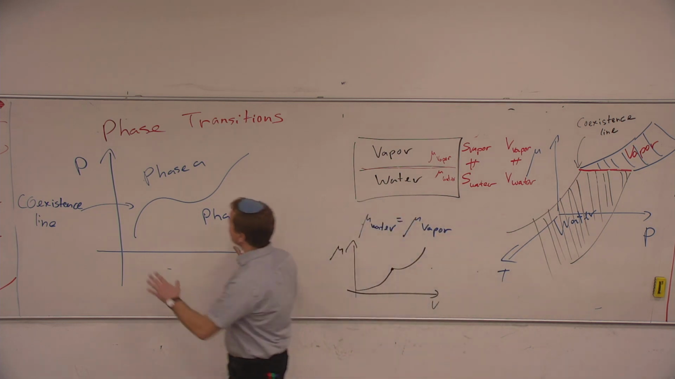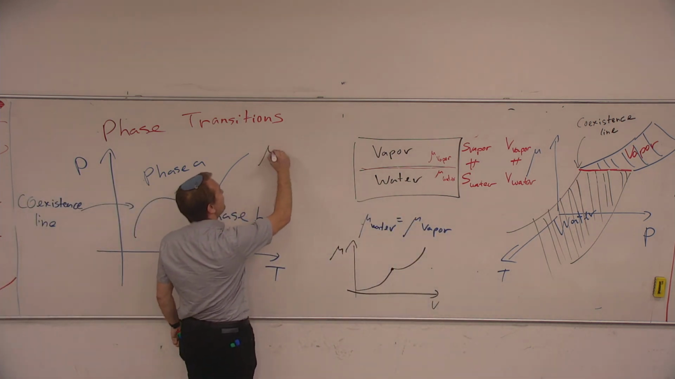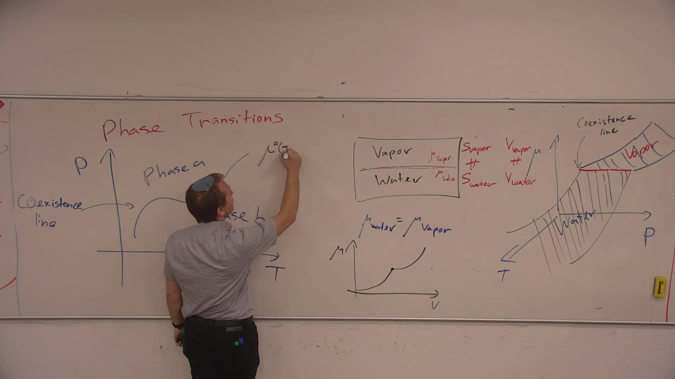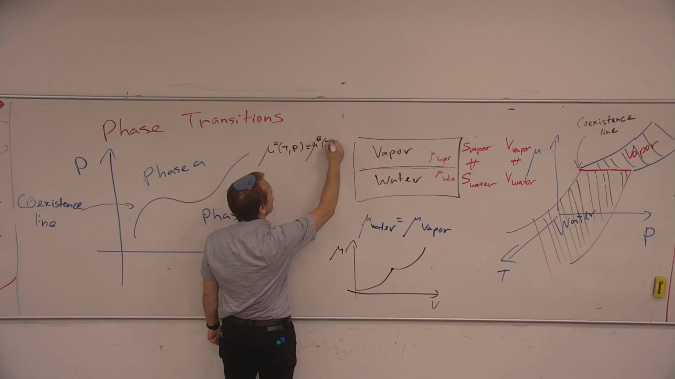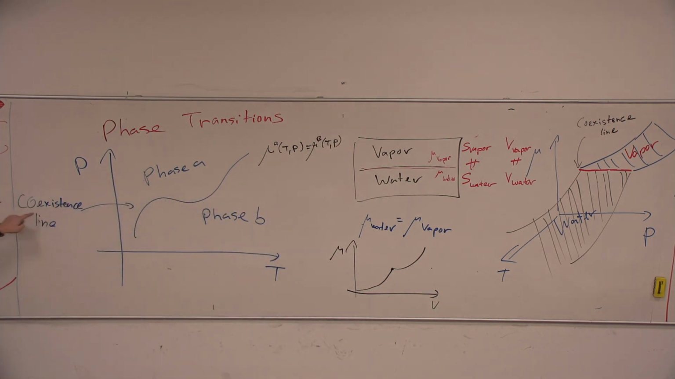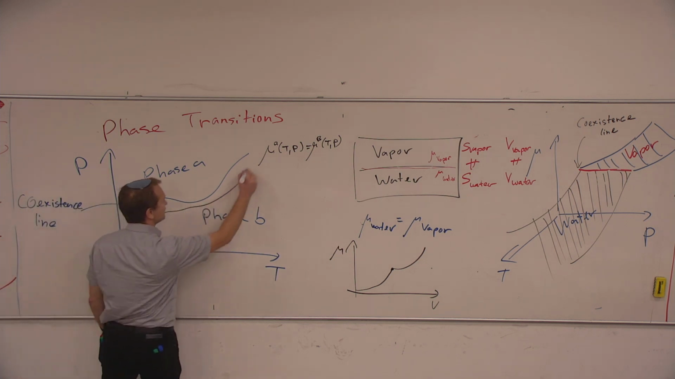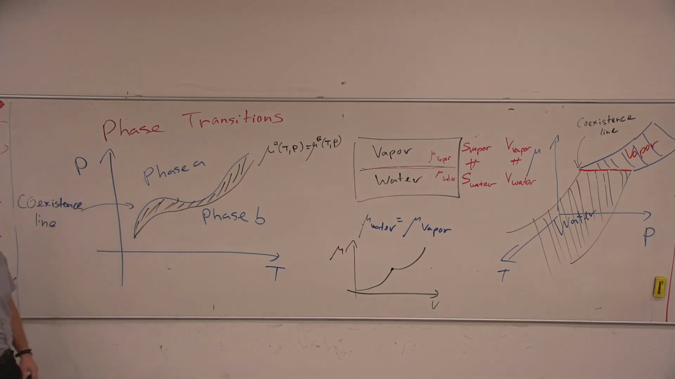Now, if you think about how we obtain this line, we obtain that mu of A of T and P was equal to mu of B of T and P. So we have one single equation in order to describe this coexistence line, right? How do we know that it's a line and not something that looks like this? Why is it not an area? A coexistence area.